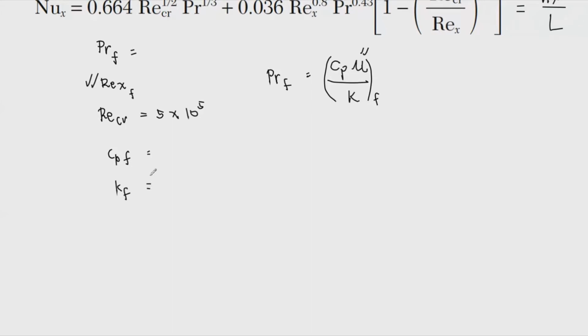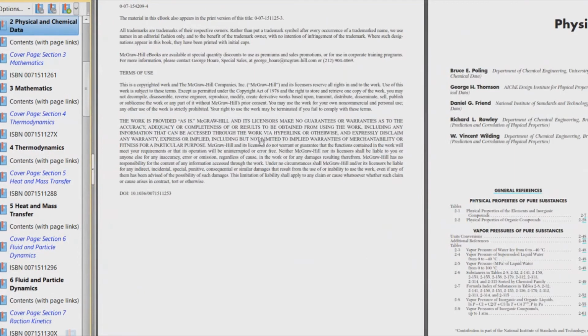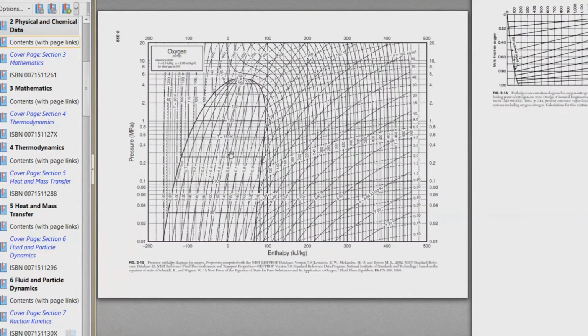And remember, we did some double interpolations. We'll be using these double interpolations to find Cp and k at film. So we're going back to the table that we used, table 2, the thermodynamic properties of oxygen. So it's around 320, I think.